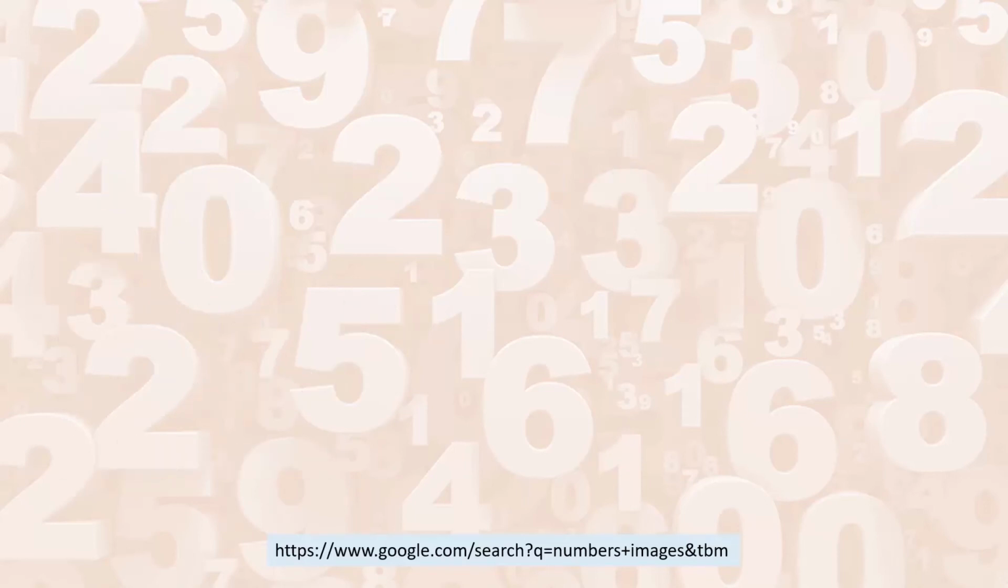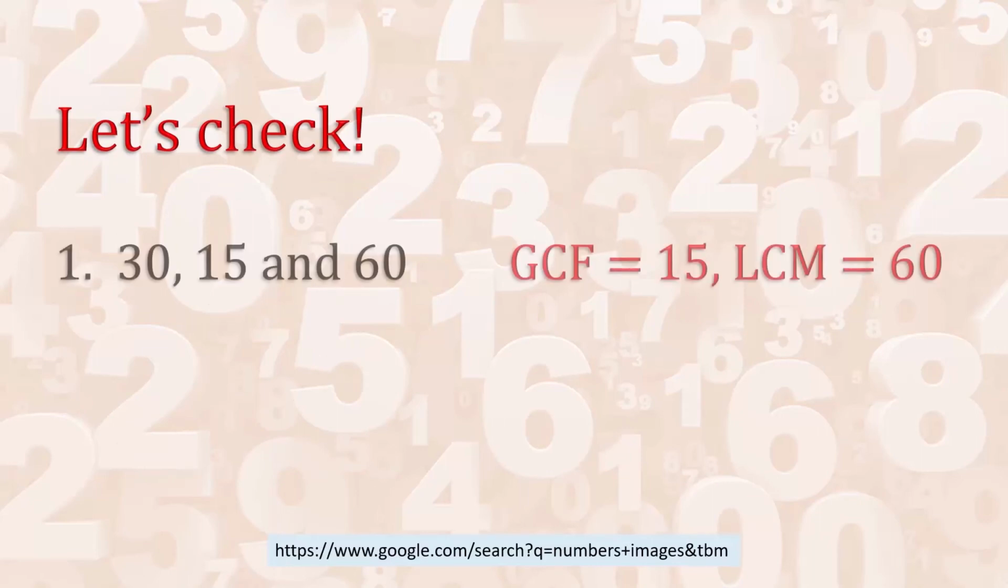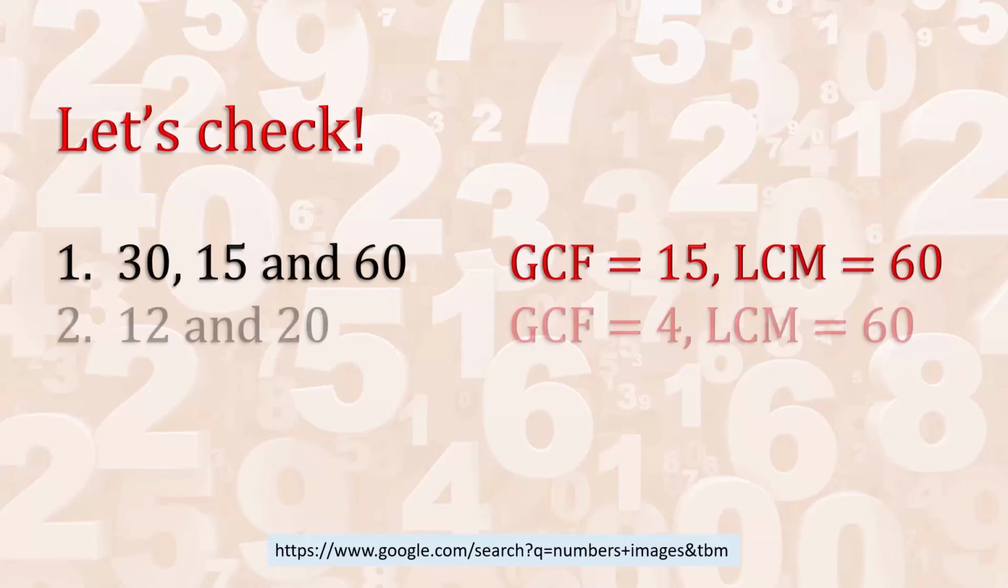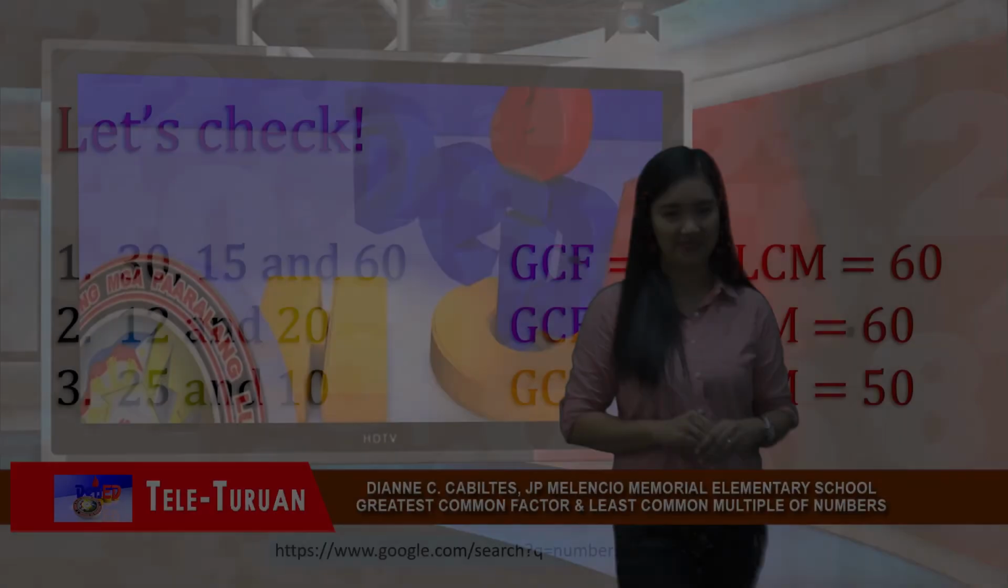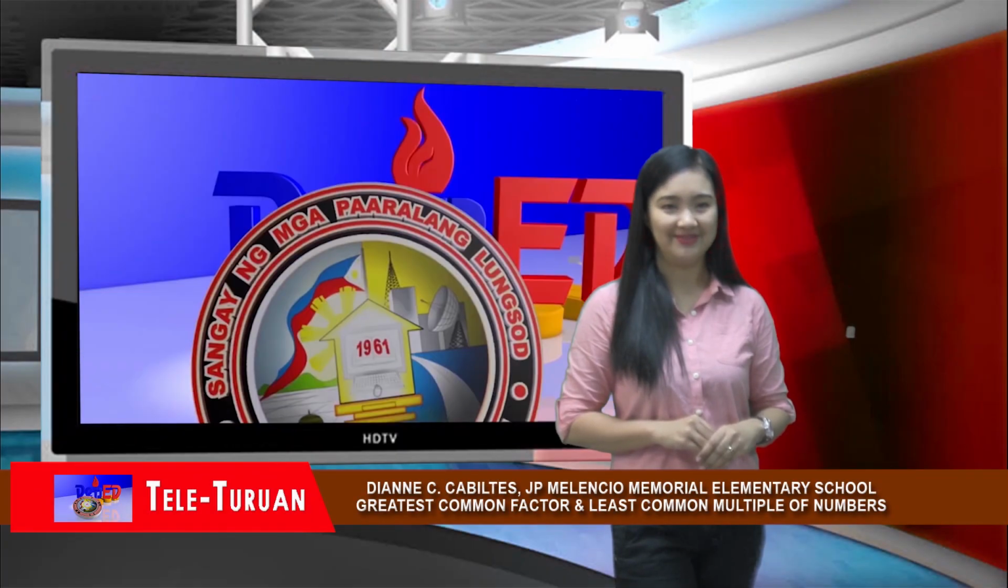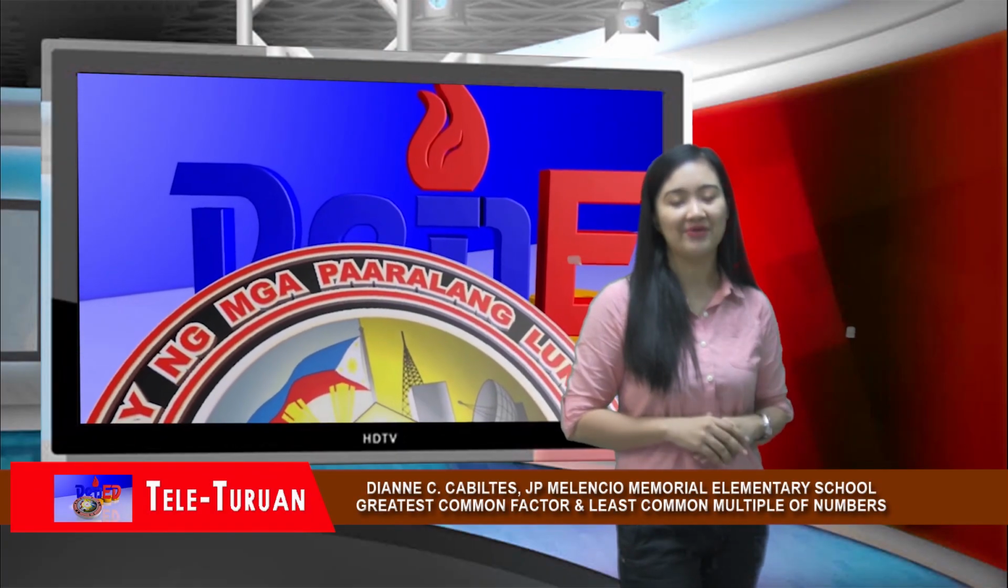Let's check. For number 1, 30, 15, and 16, the GCF is 15 and the LCM is 16. For number 2, 12 and 20, the GCF is 4 and the LCM is 16. For number 3, 25 and 10. The GCF is 5 and the LCM is 50. Very good. And that ends our lesson.